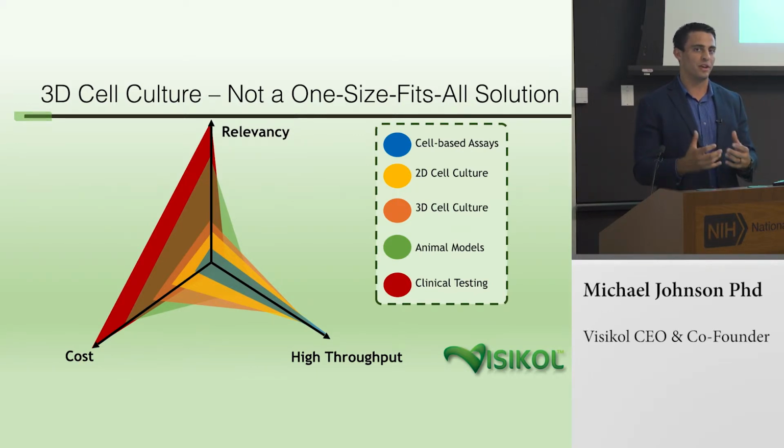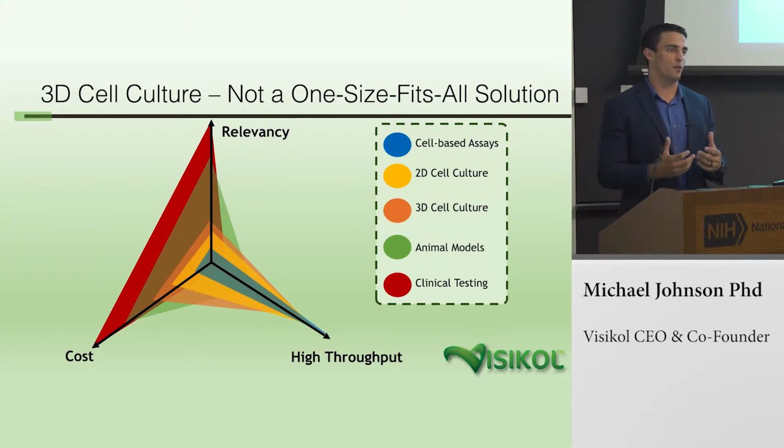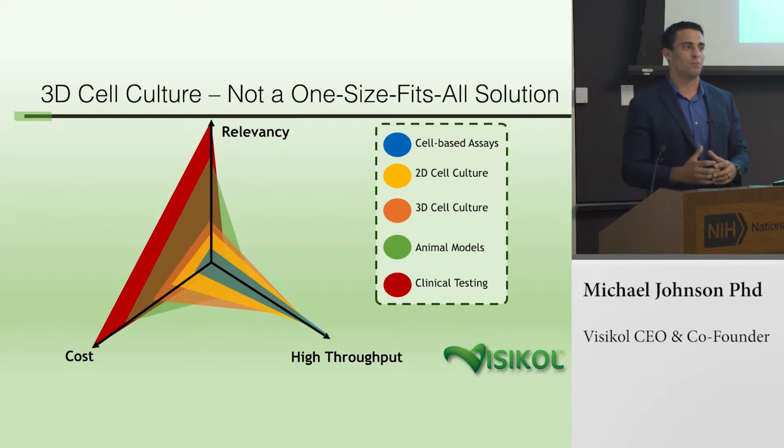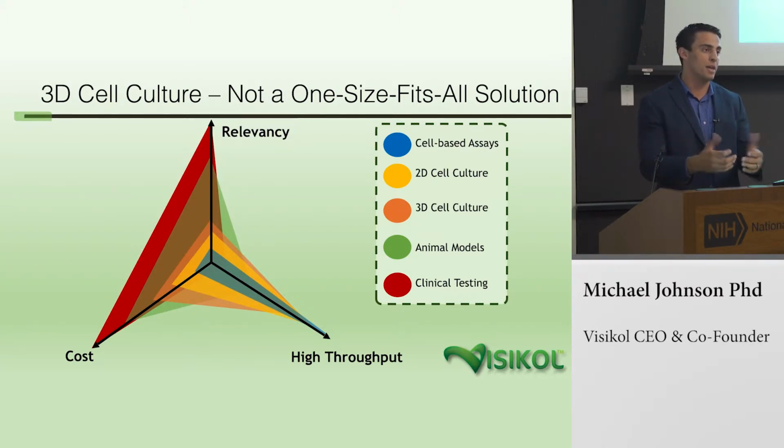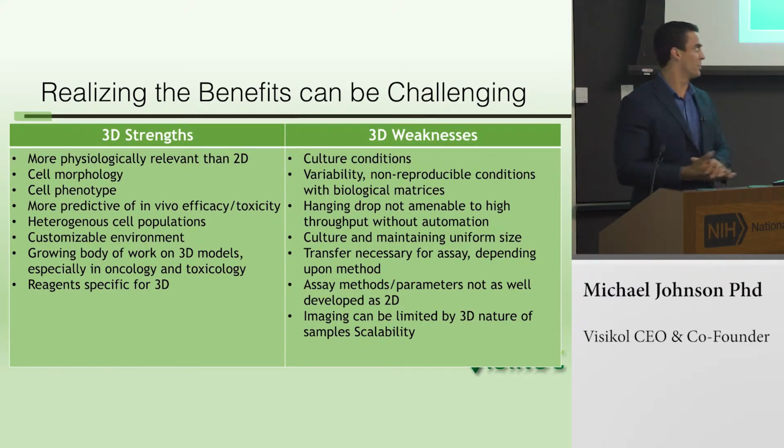So it's really a balancing act, and where 3D cell culture models fit in is between 2D and getting into animal models and trying to improve those assays and their accuracy before we start spending more and more money on expensive animal studies. So it's really a balancing act, and it really depends upon the assay that you're trying to develop.